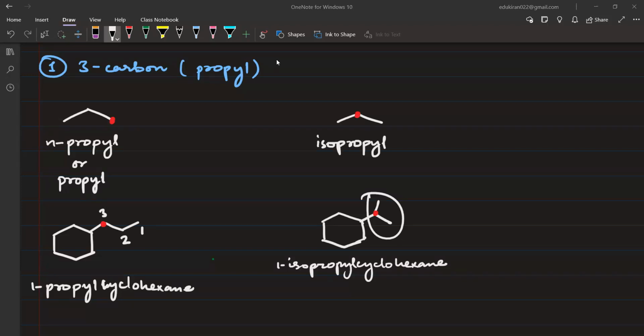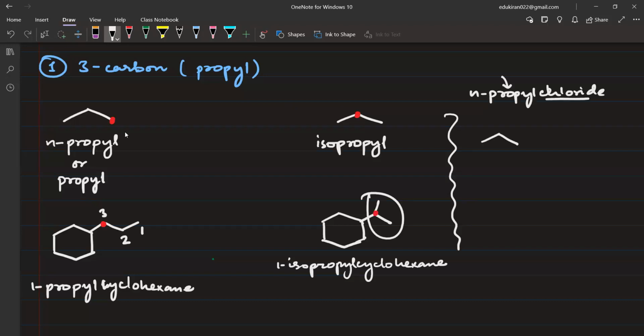Now, you can also see isopropyl and N-propyl in the case of common names. For example, if they say N-propyl chloride, that means chlorine is attached to normal propyl. So 1, 2, 3, and in one of the terminal carbons, you will have the chlorine group. If they say isopropyl chloride, then you have propyl like this, and chlorine is attached to the middle carbon. All of you understood this? Yes or no? Please tell me.